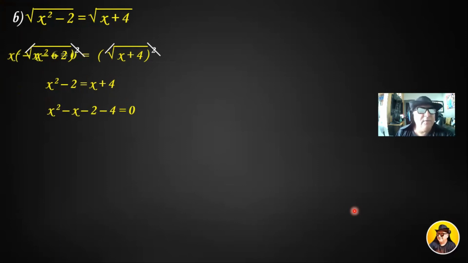All right. So now we have to solve this. Well, here, two numbers that summing them, you have a minus 1. And multiplying them, you have minus 6. Fine.